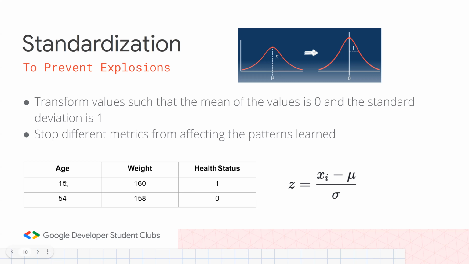The value will still be the same in terms of its relevance. So 15 will be turned into probably something like 0.5, and weight, since it's a lot bigger, will probably go to something like 0.8. But the main idea is to put the numbers into a smaller range so that we don't have a difference of importance between features. And by features, I mean things like age, weight, or any column in your data.